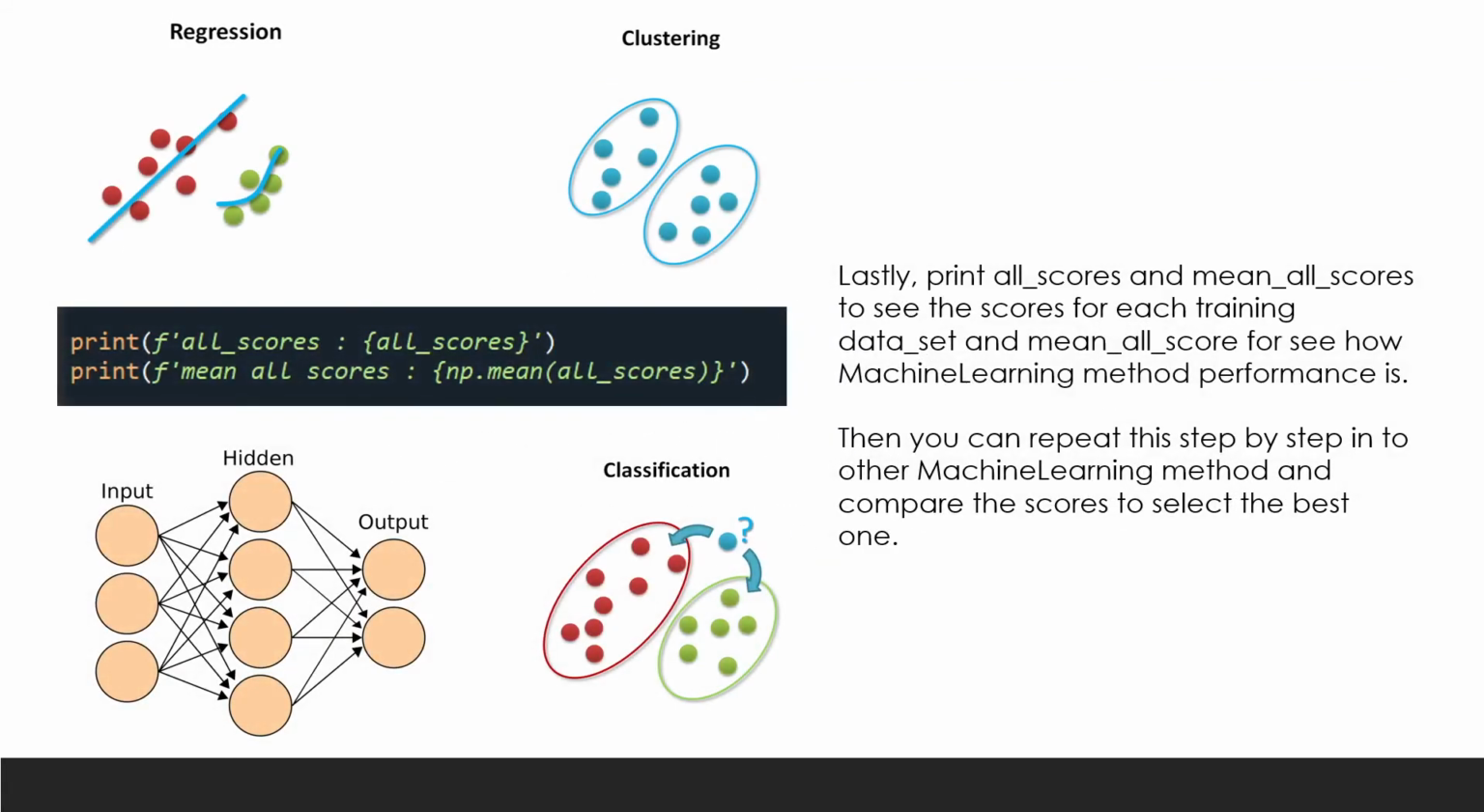Lastly, print all_scores and mean_all_scores to see the scores for each training data set and the mean score, to see how the machine learning method performs. Then you can repeat this step by step with other machine learning methods and compare the scores to select the best one.